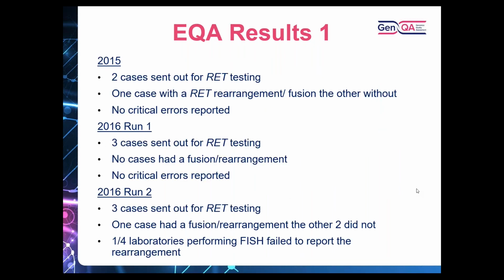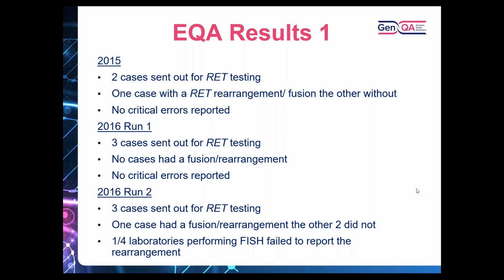So the results of the EQA were as followed. So in 2015, we sent out 2 cases for RET testing. One case did have a RET rearrangement on a fusion transcript, and the other didn't. And all the laboratories reported the correct results. As I said, in 2016, we had 2 EQA runs. In round 1, we sent out 3 cases, and none of them had any fusions or rearrangements. And again, we didn't see any critical errors.